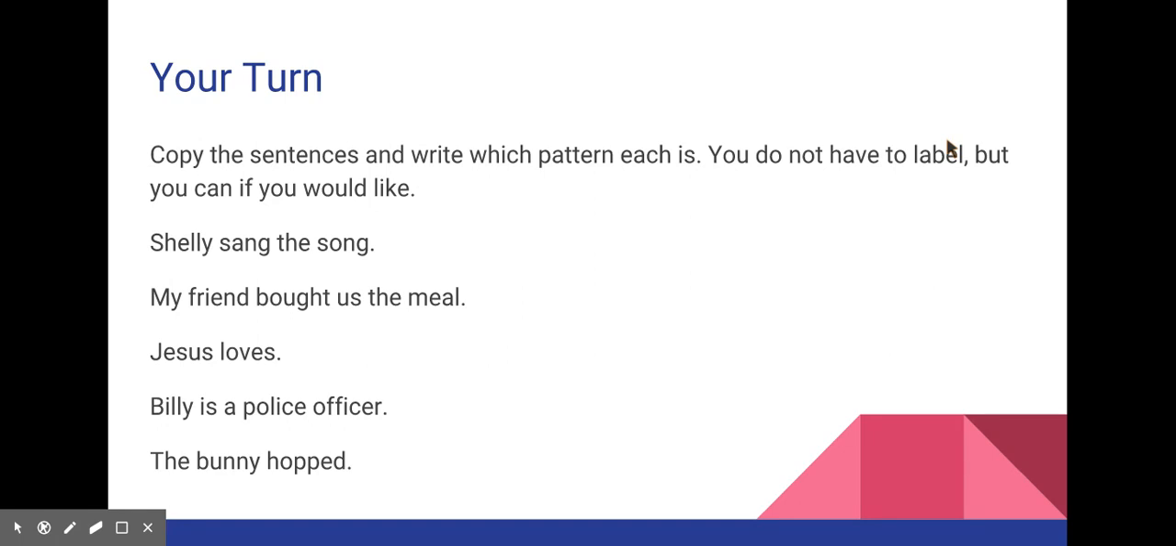So take a minute to write those down and then write what the pattern is onto the side of it. Or you can label it like normal. And I will check it. I look forward to seeing your answers.